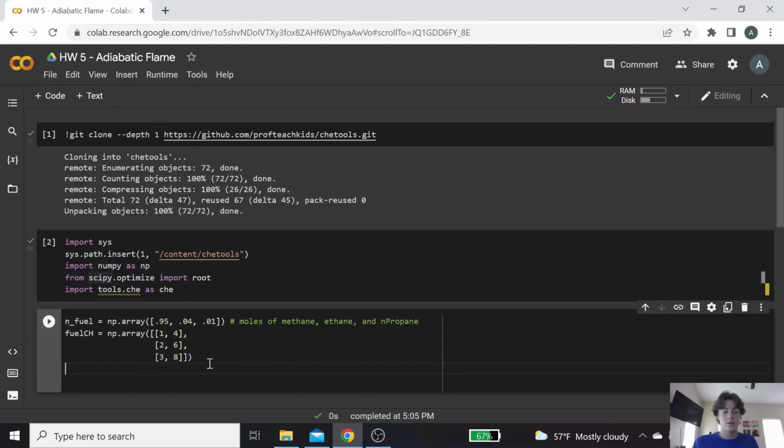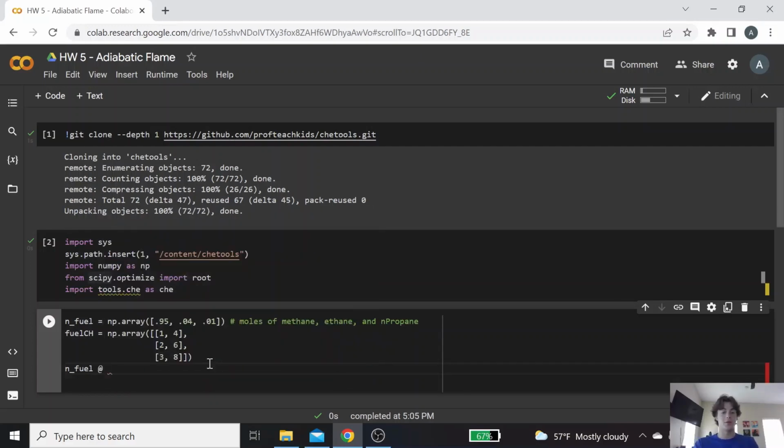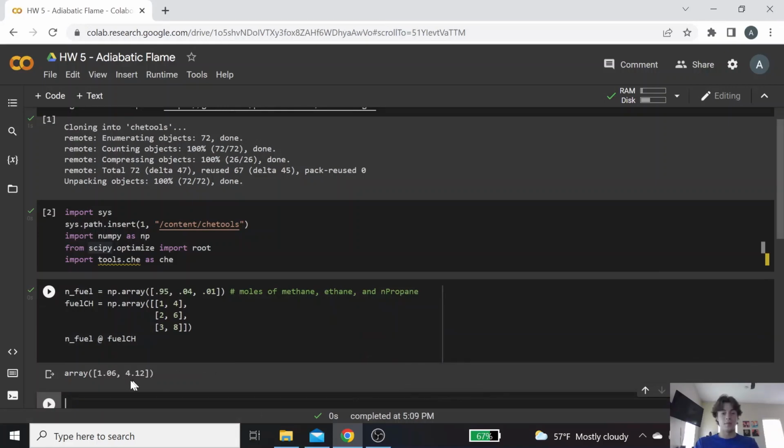So to do this, we will do a matrix multiplication. So we'll matrix multiply our moles of fuel times the stoichiometry of the chemical makeup, and that'll give us the moles of carbon and moles of hydrogen coming in with the reaction. So we can go ahead and unpack that.